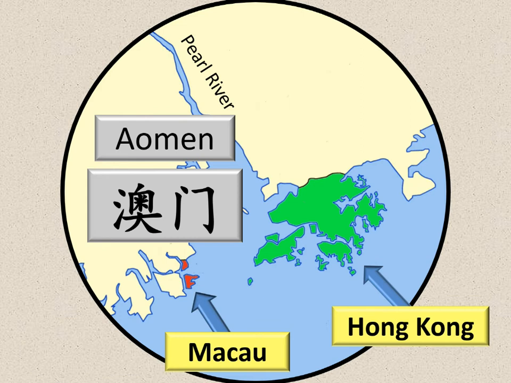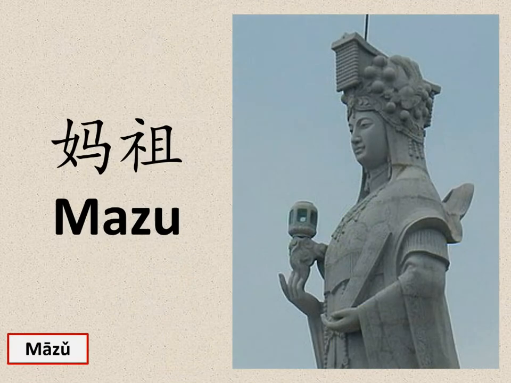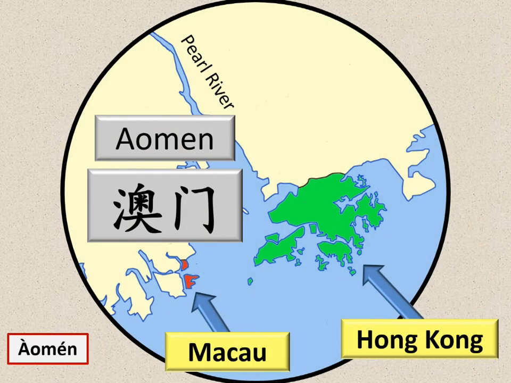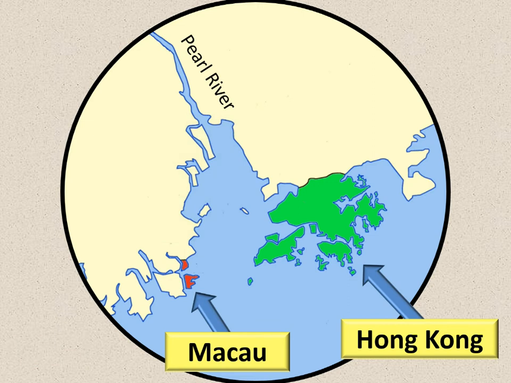Historians are not certain about the source of the name, but there are theories. Here is one. Mazu is a sea goddess. There is a temple dedicated to Mazu near the bay, and so some say the name Macau was derived from the name Magang, which means Mazu harbor. Don't worry about the story. Just remember Macau as the name of this special administrative region.